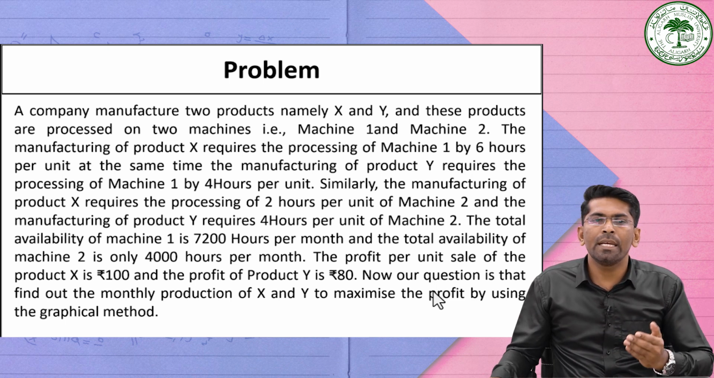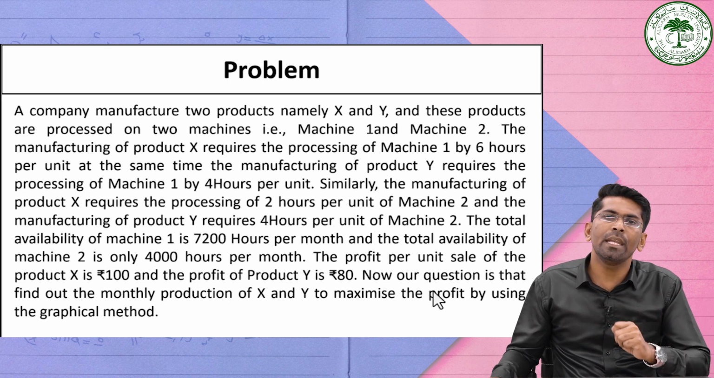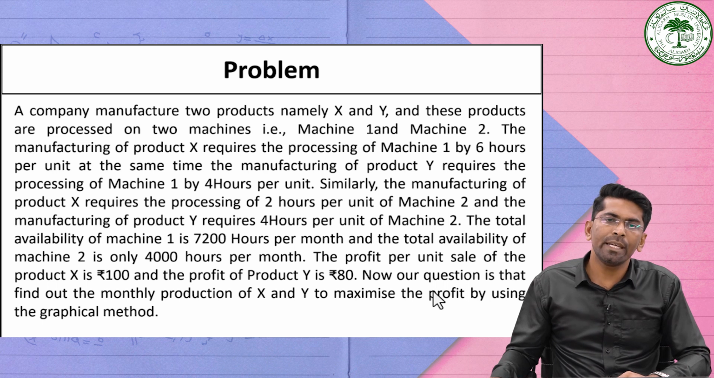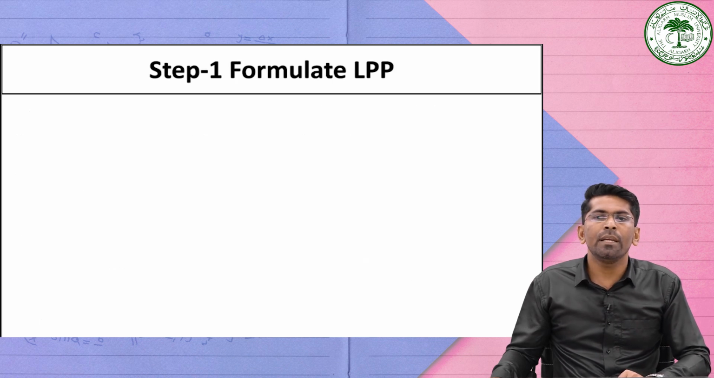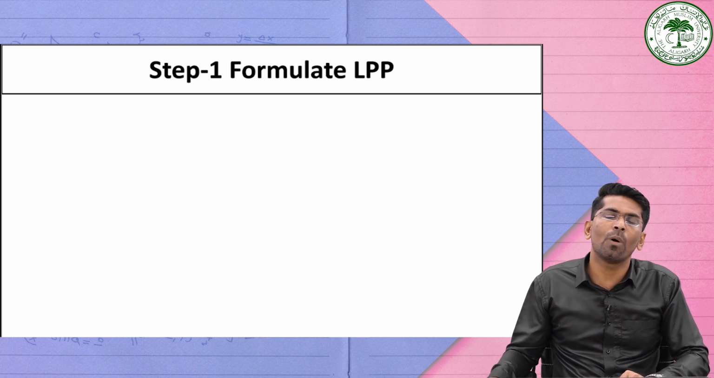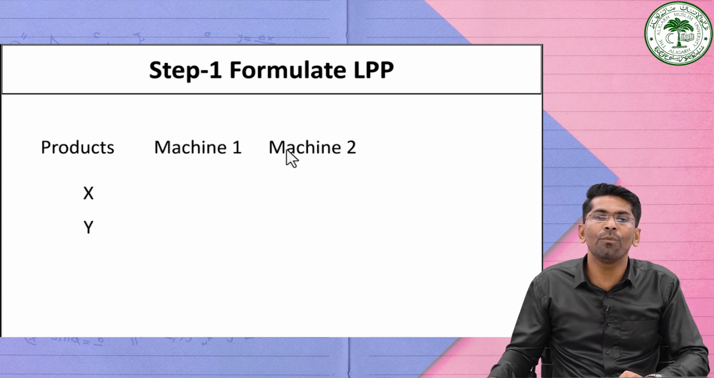In order to solve the linear programming problem by using the graphical method, first we have to formulate the mathematical model. From the given question, we already said that a company manufactures two products, namely X and Y. So I am taking here the products X and Y. These products are processed on two machines, one is machine 1 and another one is machine 2.